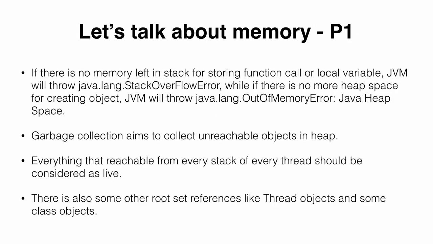So let's talk about memory, part 1. If there's no memory left on a stack for storing function calls or local variables, the JVM will throw a Stack Overflow error. You may have been on the website Stack Overflow; that's where it got its name from. If there is no more heap space for creating an object, the JVM will throw an out of memory error, which is a Java heap space error. It's not as well named as the Stack Overflow error, but nevertheless. Garbage collection aims to collect unreachable objects in the heap, which is very useful. We're going to have a video on garbage collection, I believe, within the next 5 videos.